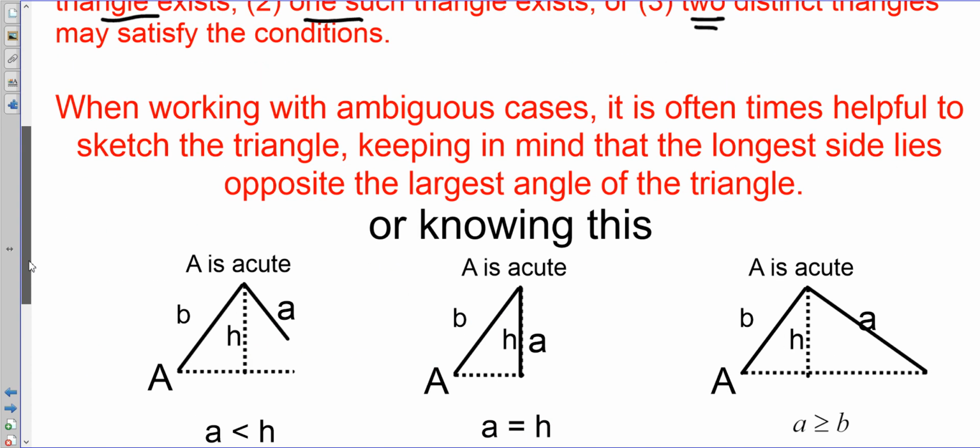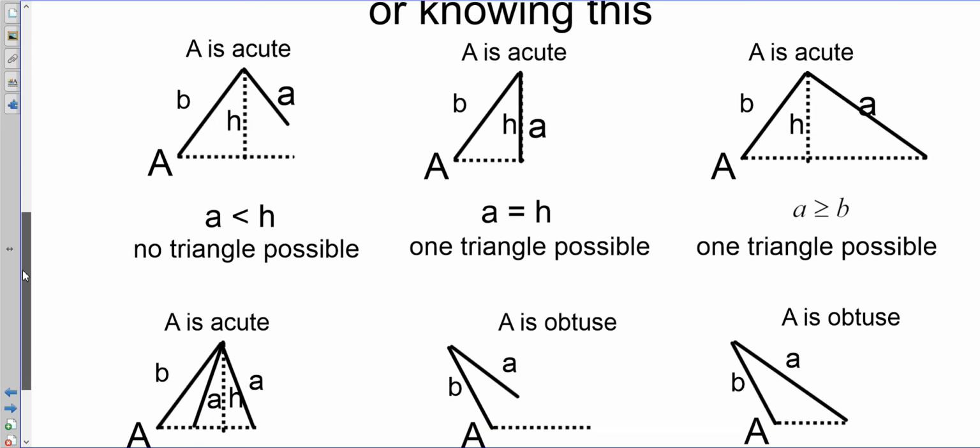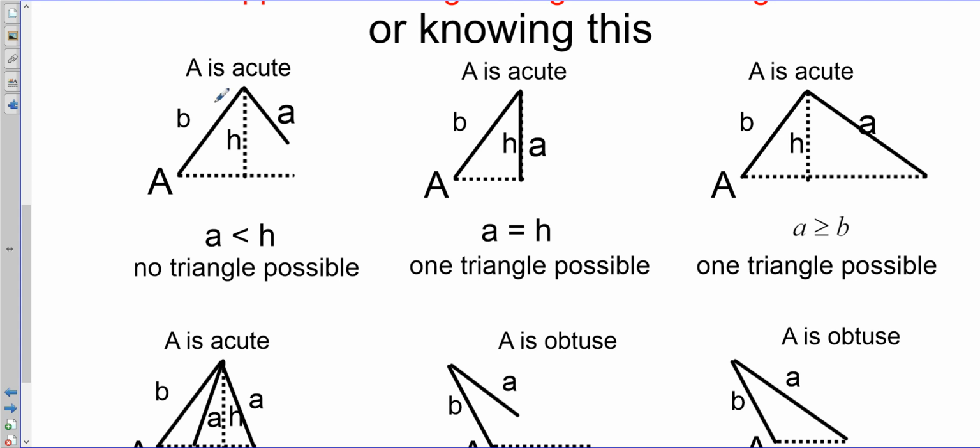So, without further ado, when working with the ambiguous case, it's oftentimes helpful to sketch a triangle. Keep in mind that the longest side lies opposite the largest angle of the triangle. So this is where you probably want to copy some stuff down and maybe pause this video. First off, if you have an acute angle A, so what you're given is an angle, then a side, and a side. If you notice that a is less than h, so you figure out there is a height coming down right here, and a is less than h, no possible triangle exists. That can't be. It cannot happen. All right, so if a is less than h, no triangle exists.